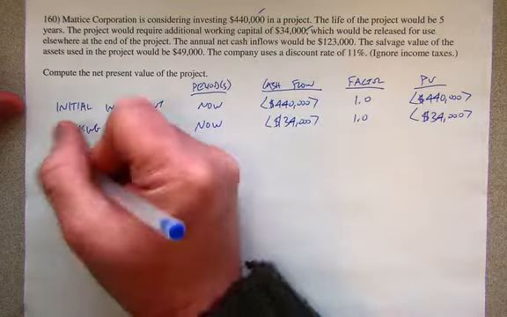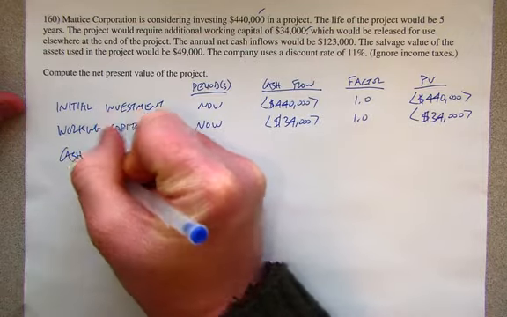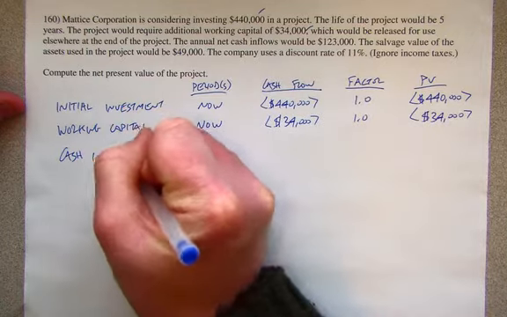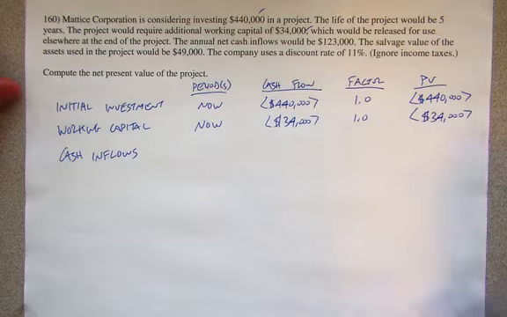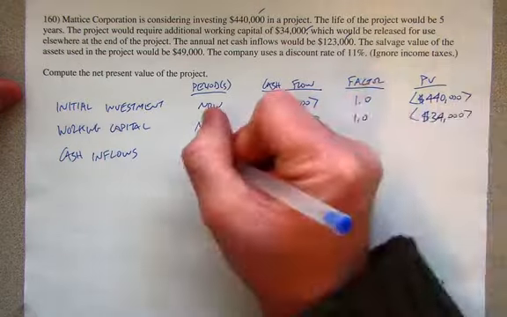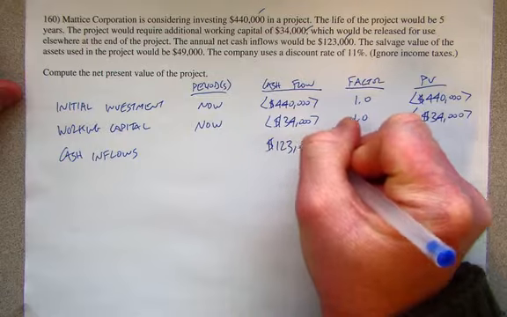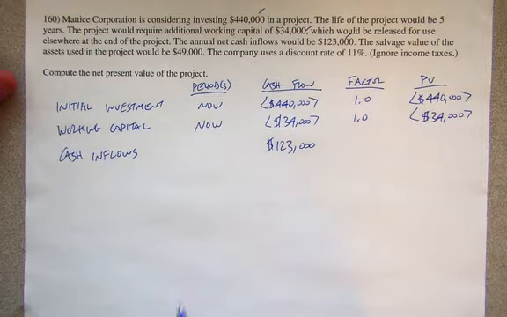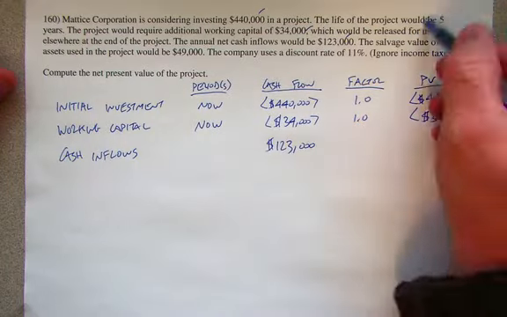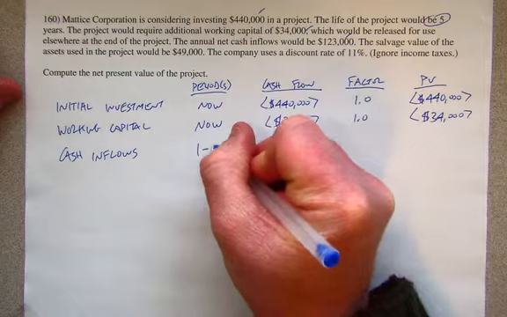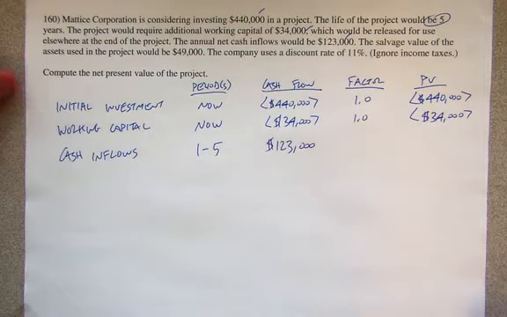Then we have the good thing. Every year we are supposed to receive cash inflows, and the question tells us we expect $123,000 each year. As far as the time periods covered, that's going to be each year for the next 1 to 5 years. Now we have to think about present value tables.